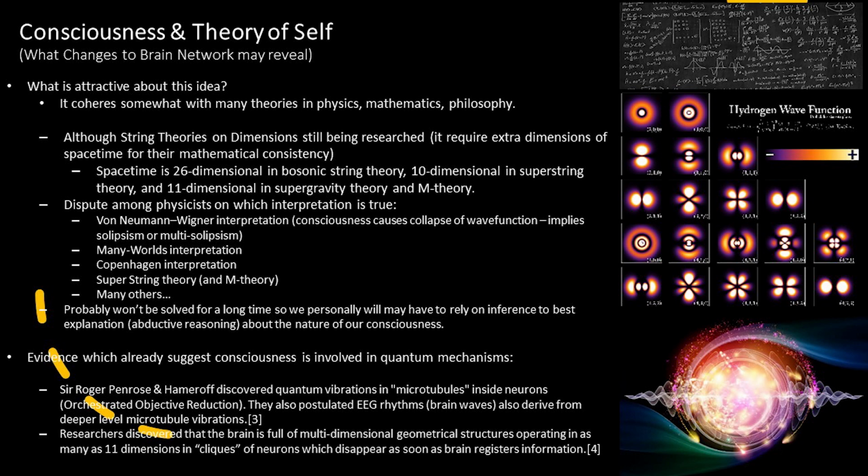So that's really, really interesting. And then researchers discovered that the brain is full of multi-dimensional geometric structures operating in as many as 11 dimensions in cliques of neurons, which disappear as soon as the brain registers information. And that does make me wonder, if higher dimensions are true, as string theory postulates, and the brain is capable of creating multidimensional structures, then could there not be an information flow from higher dimensions within to our brains, which may control our behavior or give indication or generate thoughts themselves? It's just a speculation, but it's quite an interesting one.